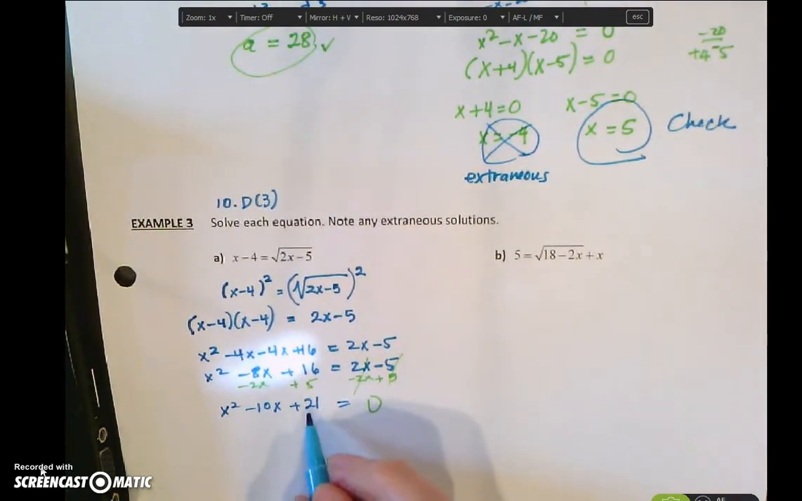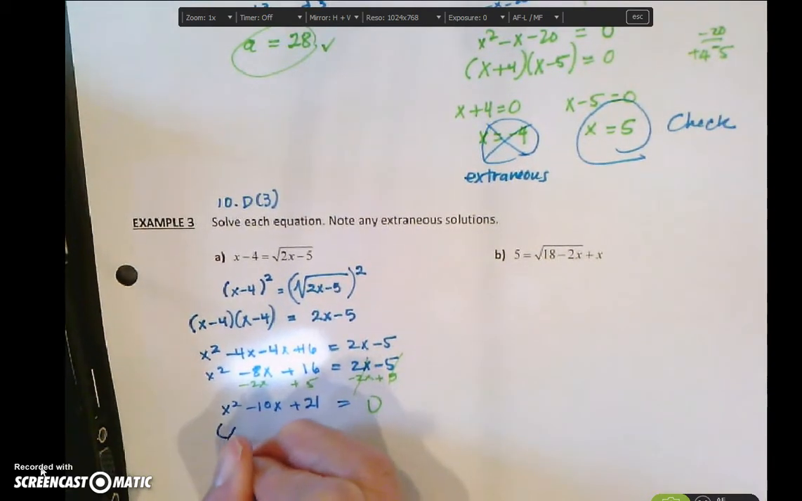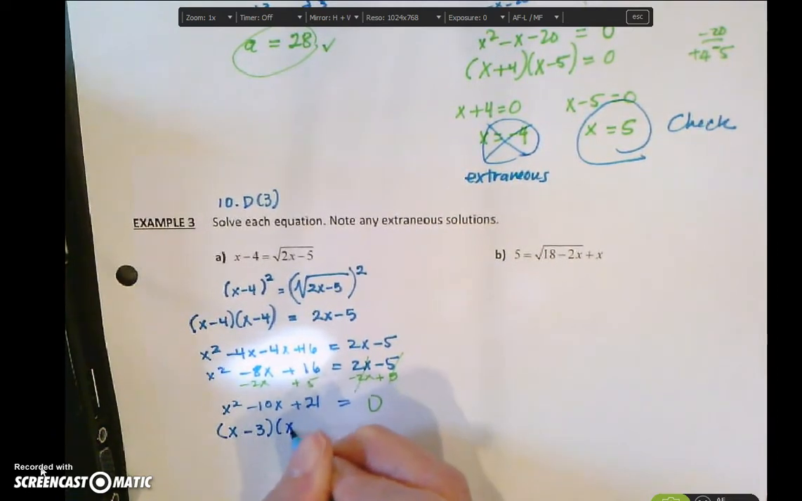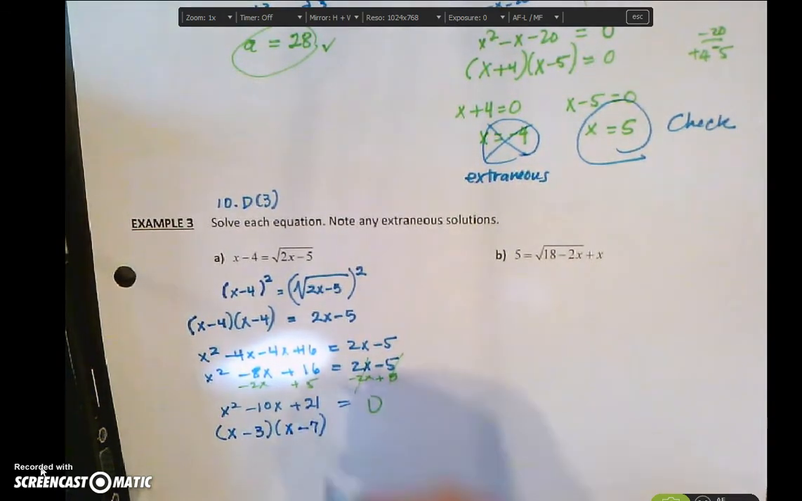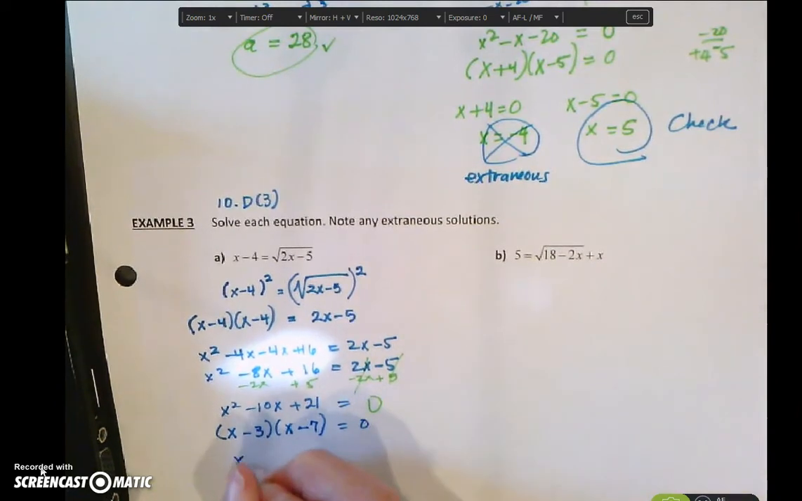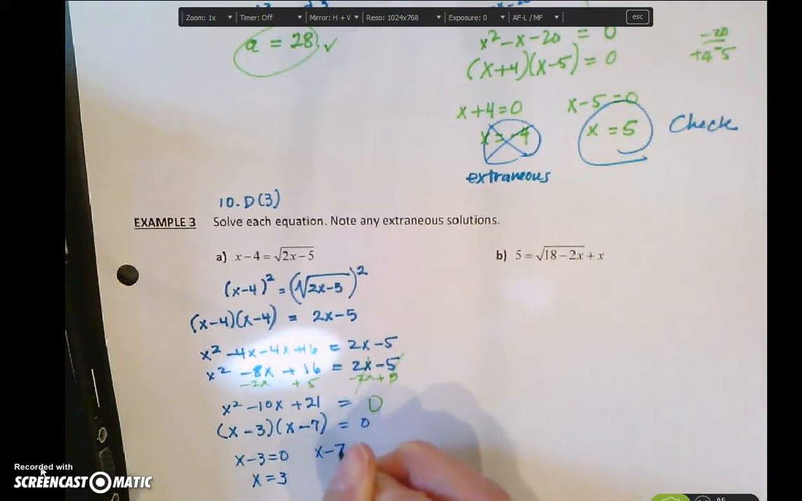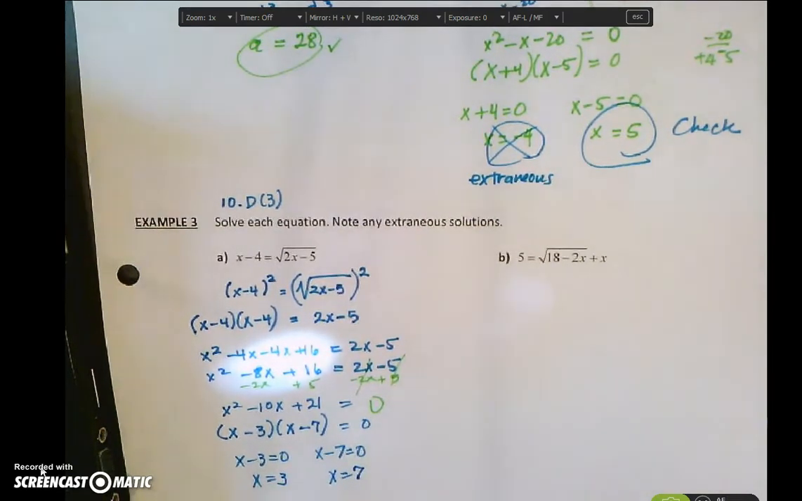All right, again, a trinomial, so I'm going to look for two numbers that multiply to be 21 and add to be negative 10. So that would be 3 and 7, so x minus 3, x minus 7. They multiply to be 21, and they add to be negative 10, is equal to 0. So x minus 3 is 0, and x is equal to 3. X minus 7 is 0. X is equal to 7.